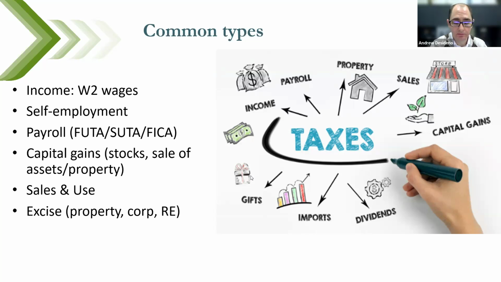We'll get into the types of taxes. So we're going to break down and go into each of these one by one. Payroll is probably one of the complex ones, and there's a lot of different types of taxes. FUTA stands for federal unemployment tax. State, or SUTA, is state unemployment tax. FICA is Social Security and Medicare.